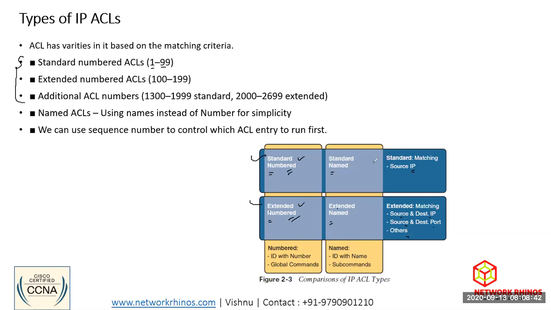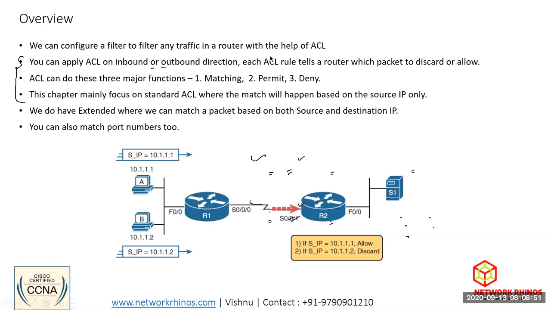Named means instead of using a number, you're going to use a name. For example, in the last slide, I'm writing an ACL to block the IP from PCA. Maybe I'm writing a standard ACL. In that case, I'll be using the number 10. By seeing this number, nobody can understand anything about what this ACL is doing, right? Now, what if I use a name like block_PC_A? Seeing this, an engineer can guess why we wrote this particular ACL in the router. So that's the difference between numbered and named ACL.